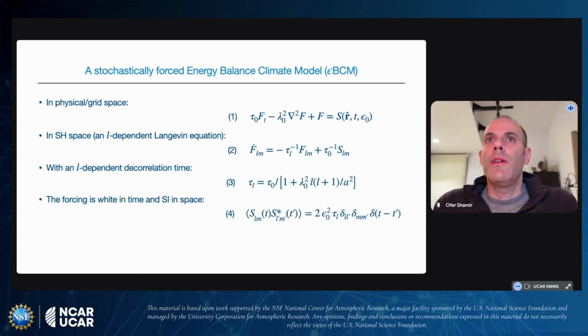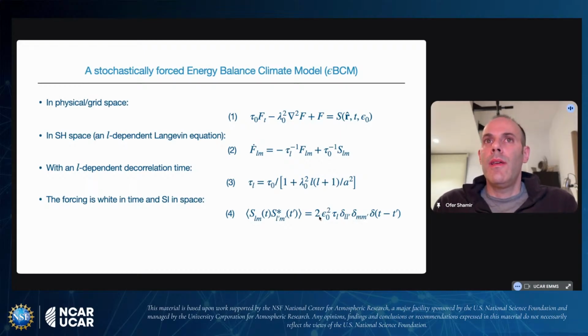And so now finally, this is our forcing. As I mentioned, we are going to assume that it's white in time, which essentially amounts to assuming that there is a scale separation between the forcing and the response, such that the forcing decorrelates much faster than the response. And it implies that it's delta correlated in time between times t and t prime. We will also assume that it's statistically isotropic in space, which implies that it's delta correlated in spherical harmonic space and depends at most on the total wave number L.